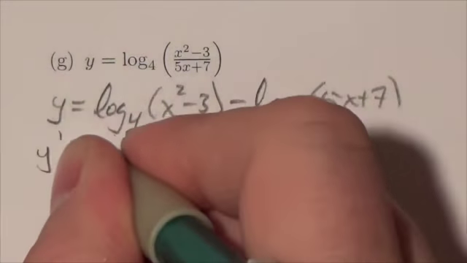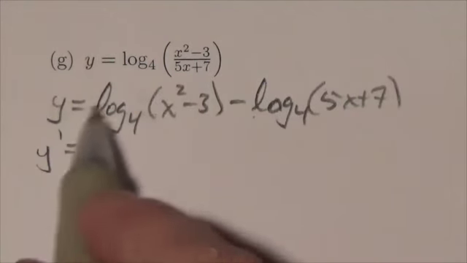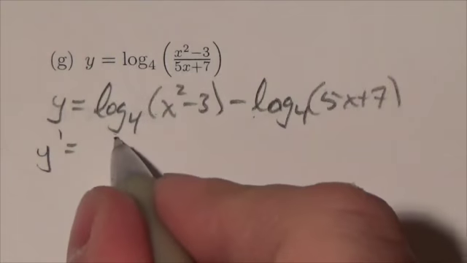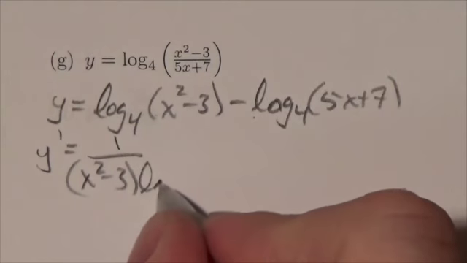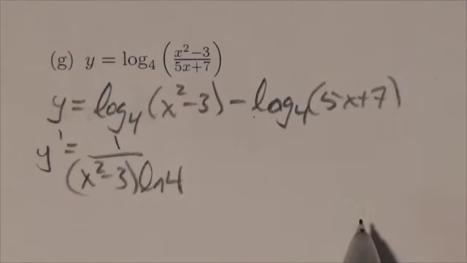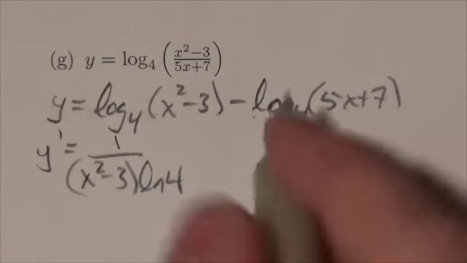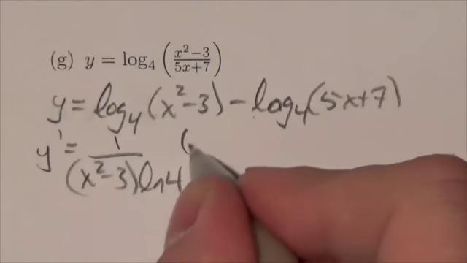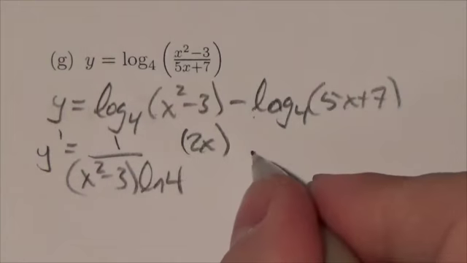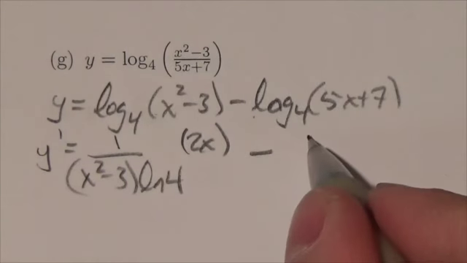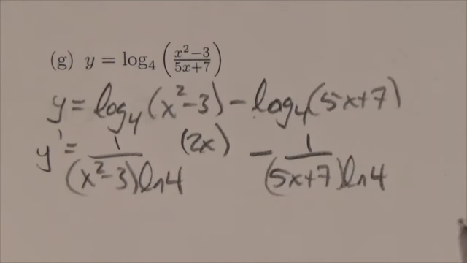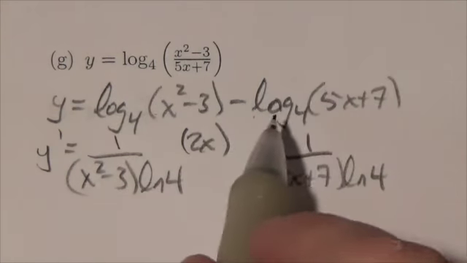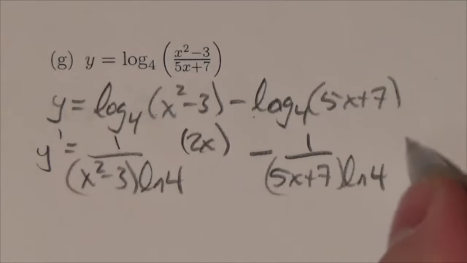So now y prime will be equal to, well, the derivative of a log base 4 will be 1 over the argument, x squared minus 3, times the natural log of 4, because this isn't a natural log, this is a log base 4, multiplied by the derivative of the argument, which in this case will be 2x. Minus, same sort of thing, 1 over 5x plus 7, again multiplied by the natural log of 4, because the original logarithm isn't a natural log, and then multiplied by the derivative of the argument here, which will be 5.